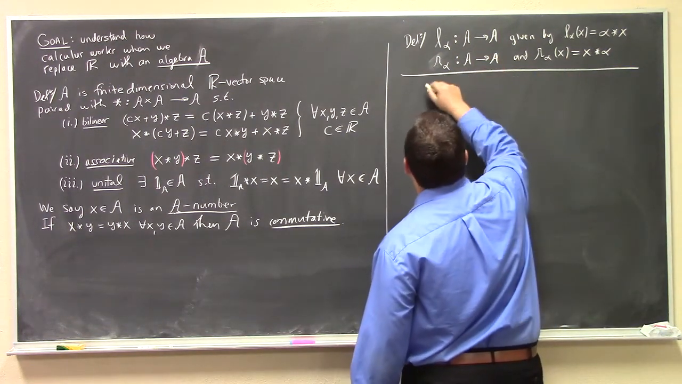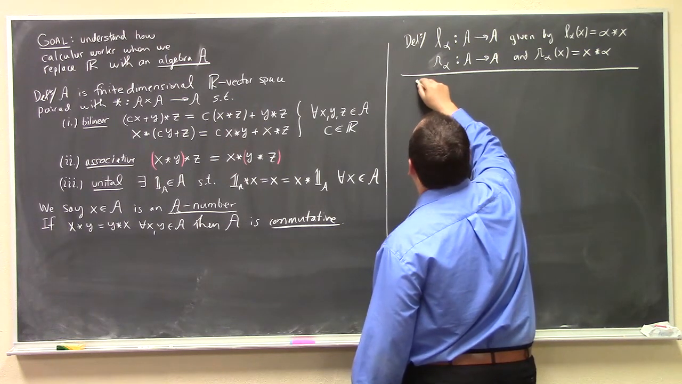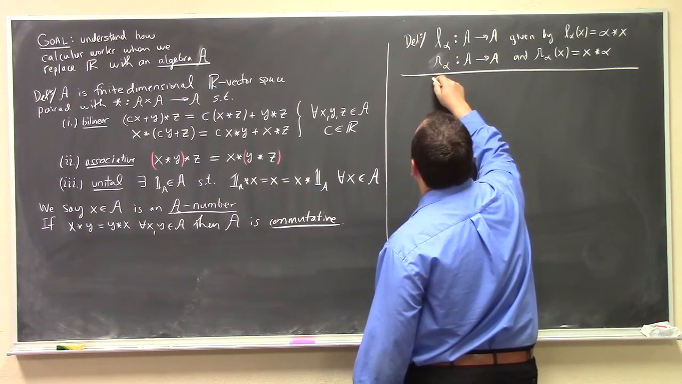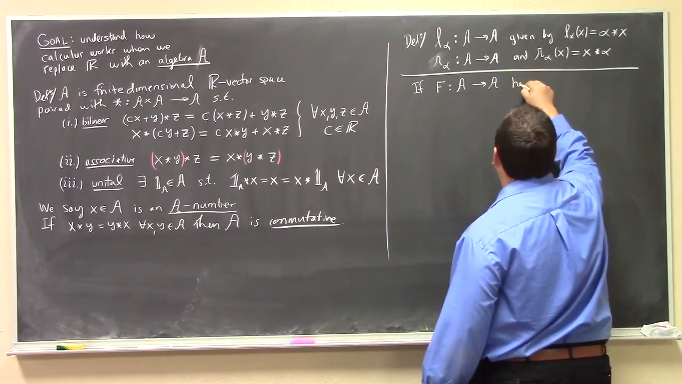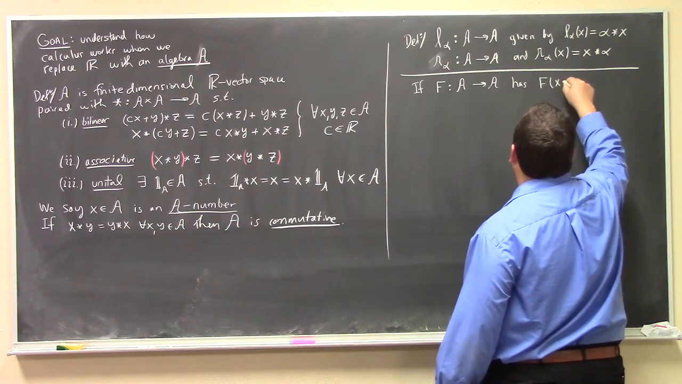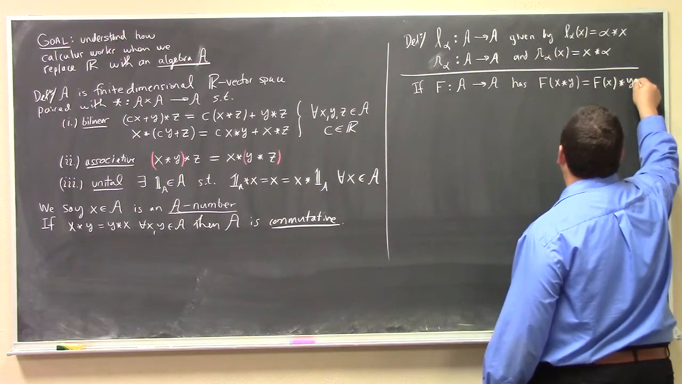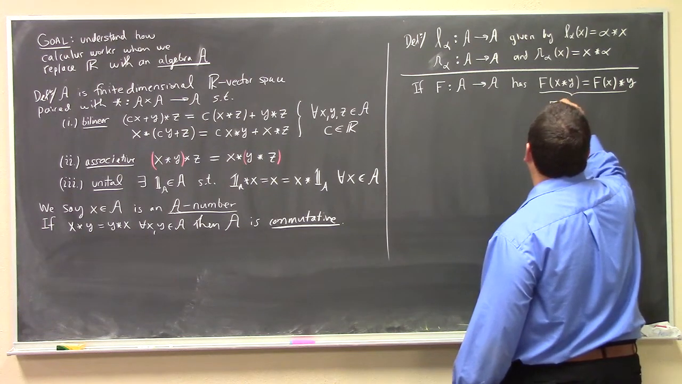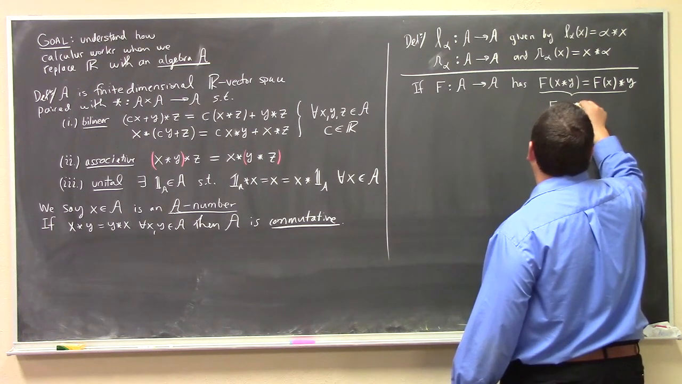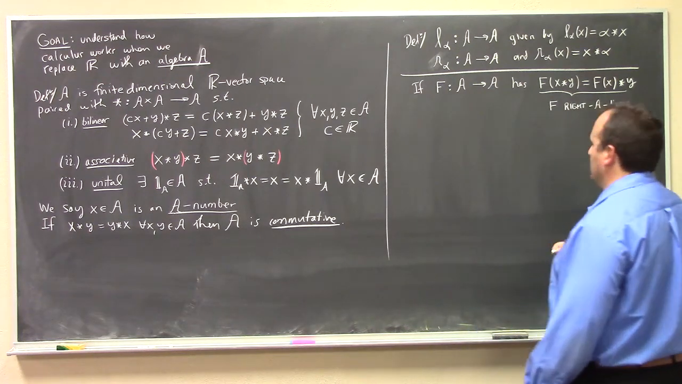Now, this is a little slippery. If we have a mapping, say F, from the algebra to the algebra again, that has F of x star y equal to F of x star y for all x and y, this makes F what I call right A-linear.